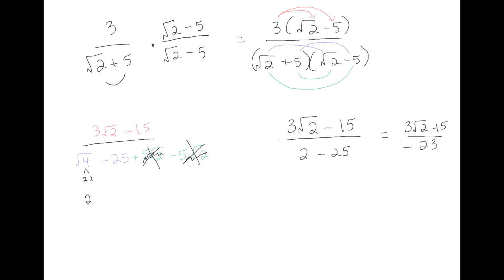You can put the negative to the top if you want, or you can put it on the bottom, or you can leave it right in the middle. Doesn't matter as long as it's there. And now you don't have the square root sign in the bottom anymore, and it's considered simplified. And that's called rationalizing the denominator.